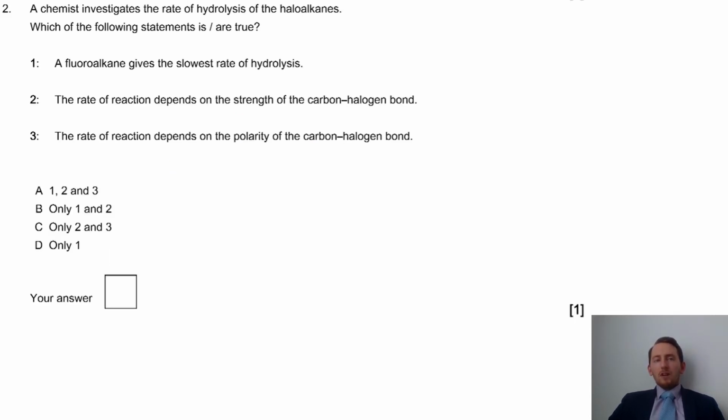Next question, looking at the rate of hydrolysis of haloalkanes. Which statements are true? Looking at these here, saying that the rate depends on the strength of the carbon-halogen bond, that would be correct. That's what it depends upon, not the polarity. That's not something that's particularly important with the rate of hydrolysis of these. So 2 is correct. And then when it says fluoroalkane gives the slowest rate of hydrolysis, that is correct because it takes more energy to overcome to be able to get it to hydrolyze. So 1 and 2 would be correct, so therefore that would be B.